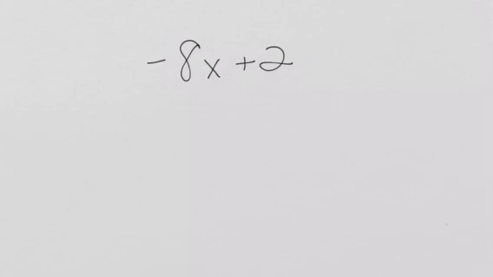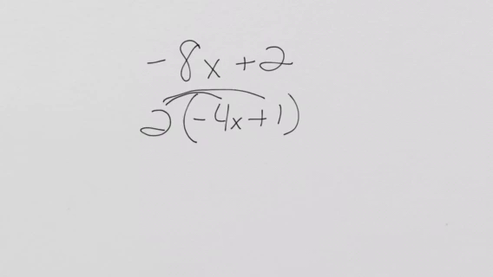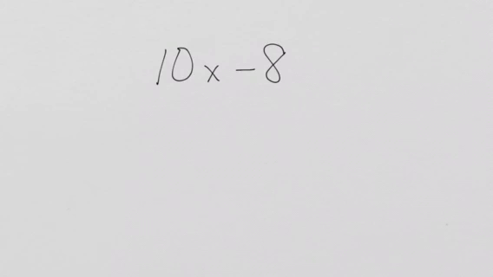On this one, we could take out a 2. It's a little bit different because we would have a negative 4x plus 1. And if we looked at that, 2 times negative 4 is negative 8, and 2 times 1 is 2. Now, what if we took out a negative 2? We would have 4x, but in this case it would have to be minus 1. So all three of these expressions are equivalent to each other.